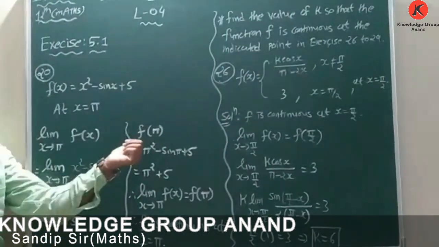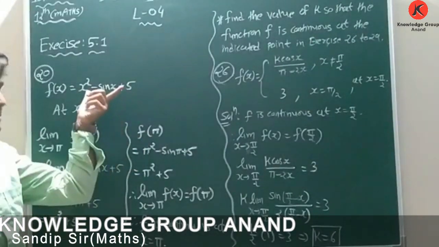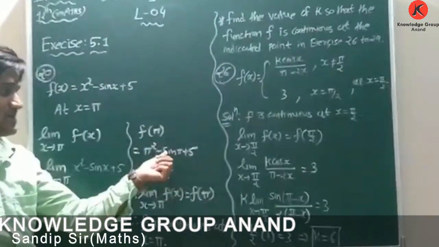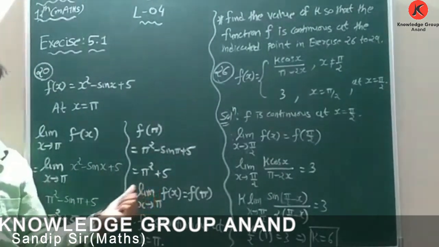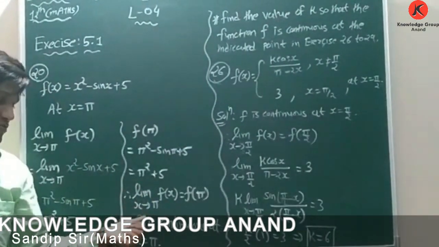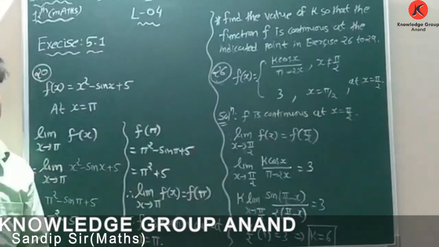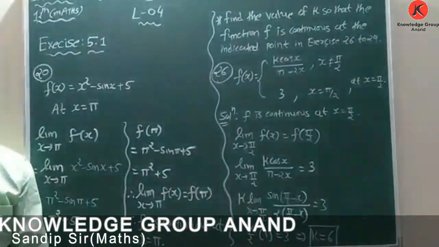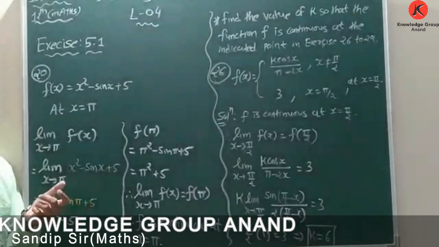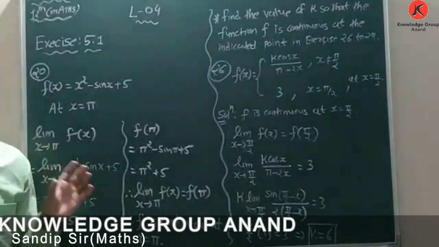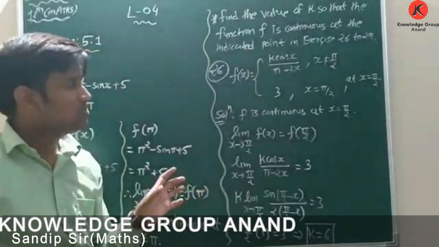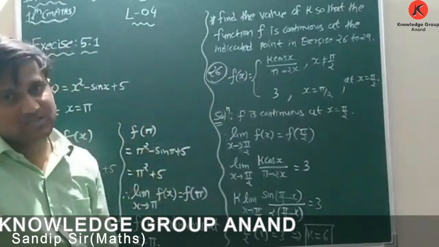and f of pi, okay, that means કે x ની જગ્યાએ સિમ્પ્લિફાય મૂકી દઈએ તો pi square minus sin pi plus pi, that means કે pi square plus pi, so that limit x tends to pi, f of x is equal to f of pi, so that f is continuous at x is equal to pi. Okay, હવે 21 to 25 આપણે સ્કીપ રાખીએ તો લાસ્ટ કેલ્ક્યુલેટ કરીશું. ઓકે, એન્ડ 26 ઓનવર્ડ સ્ટાર્ટ કરીએ છીએ.